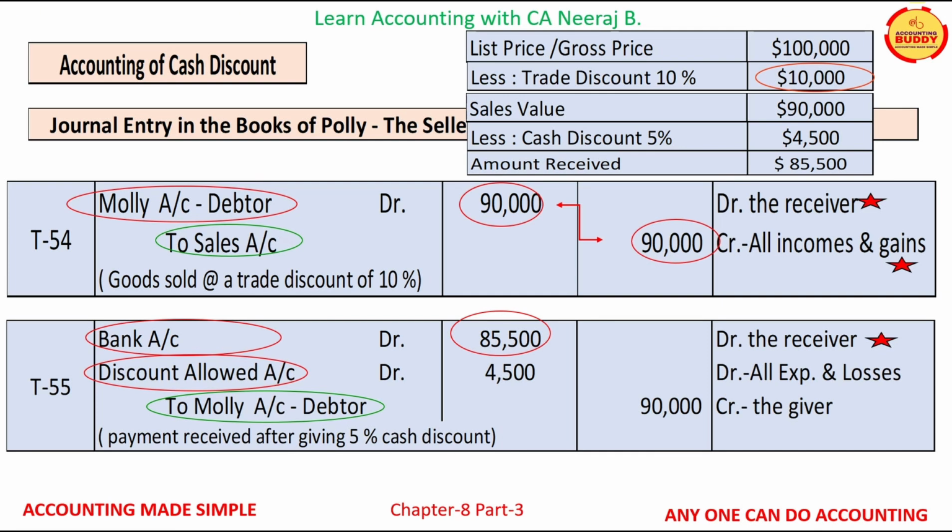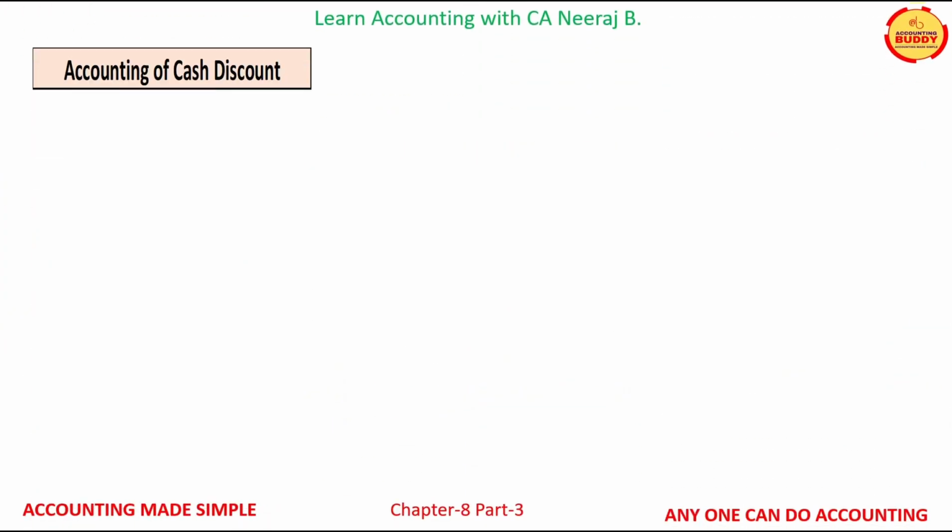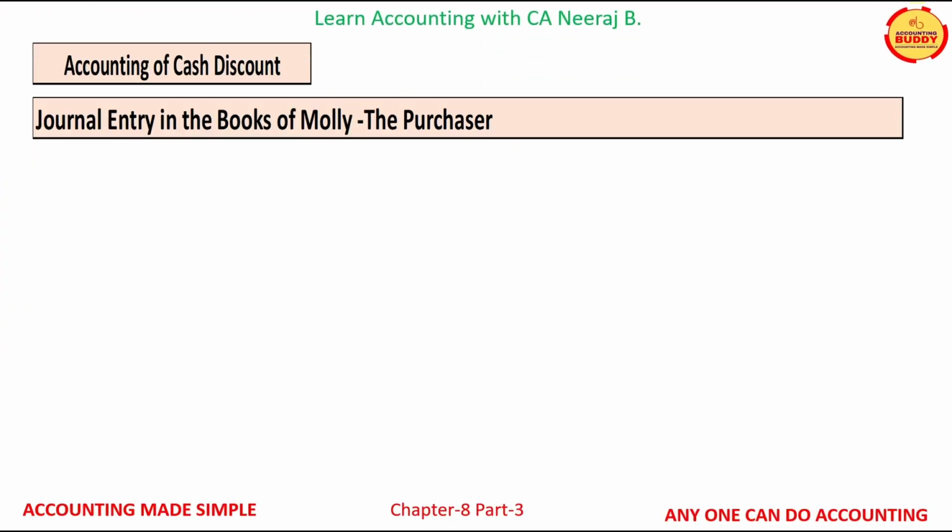Discount allowed, being a business expense, will be debited with the amount of cash discount of $4,500 allowed. Molly's debtor account is a personal account and will be credited with the amount of transaction value of $90,000 settled, and is credited under the rule credit the giver. Let us learn the accounting entry of cash discount in the books of Molly the purchaser.